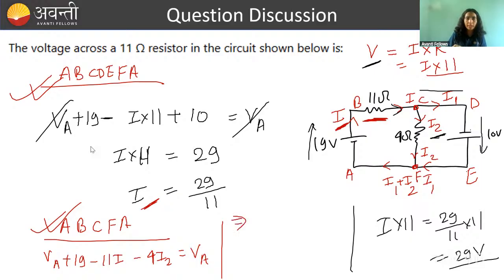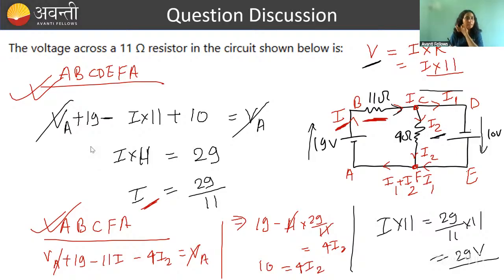अगर आप लिखोगे यहाँ से E को कैंसिल कर दो, 19 माइनस 11I, 11 लिखो यहाँ, I लिखो 29/11 and this is equal to 4I2. Done है? This will get cancelled. This is equal to 10. 10 is equal to 4I2. So I2 is 10/4. It cannot be that. Recheck your calculation. ठीक है?